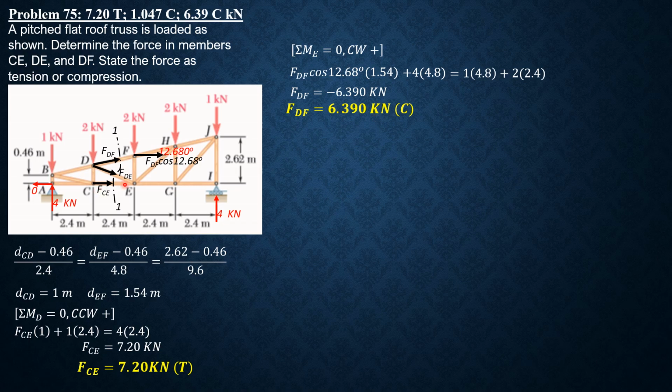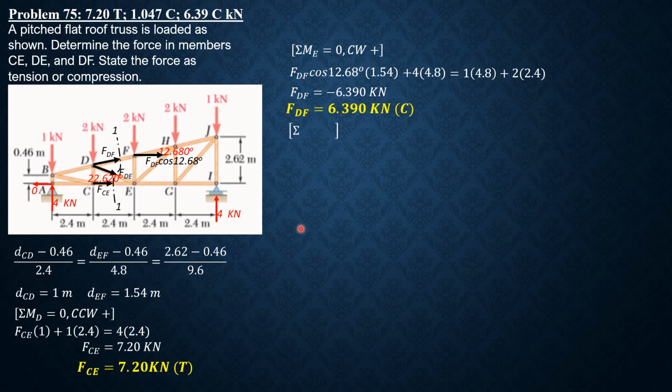Then for FDE, we have two options, summation forces X is 0 or summation forces Y is 0. So we only need one equation because only one unknown is left. So for the other static equation, then we'll just use that for checking if the answer is the same. So the angle here is 22.62 degrees, the angle that FDE makes with the horizontal. Arctan of 1 meter over 2.4 is 22.62 degrees.